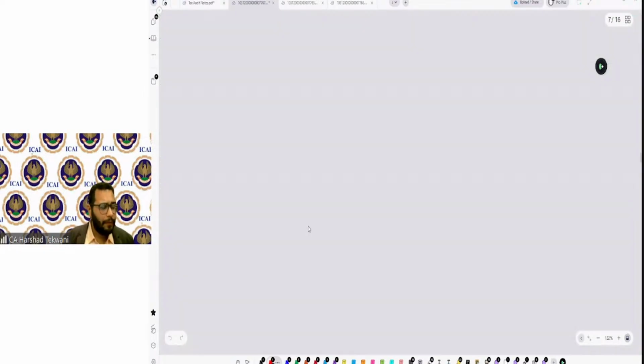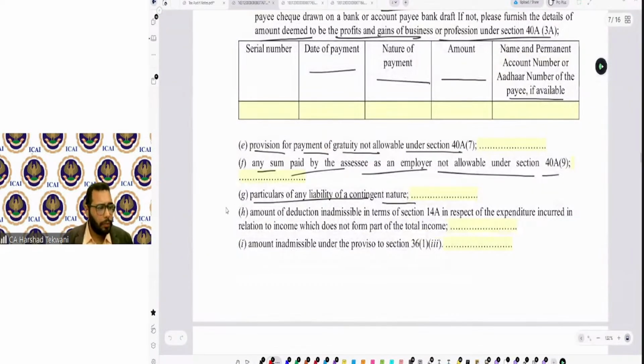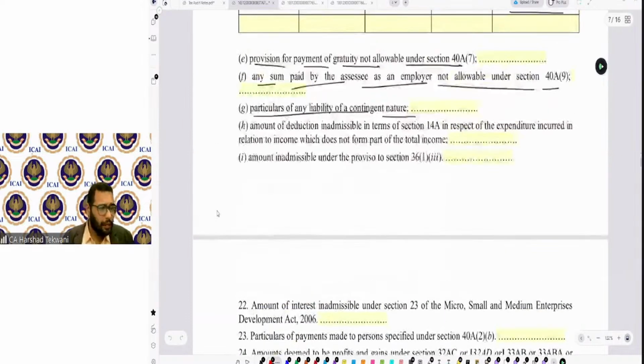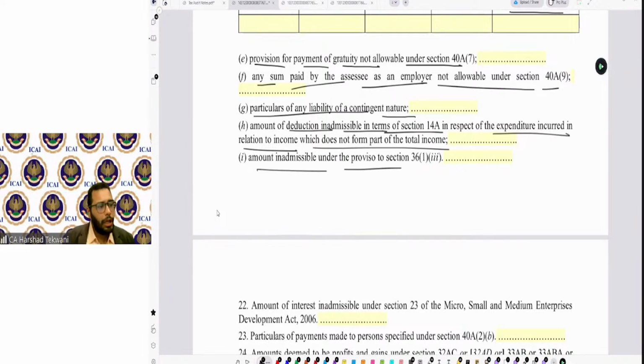And the last part with respect to clause 21 is with respect to two clauses. Sorry, there are two more clauses. One, amount of deduction inadmissible under section 14A in respect of expenditure incurred in relation to income which does not form part of total income, and amount inadmissible under the proviso to section 36(1)(iii).